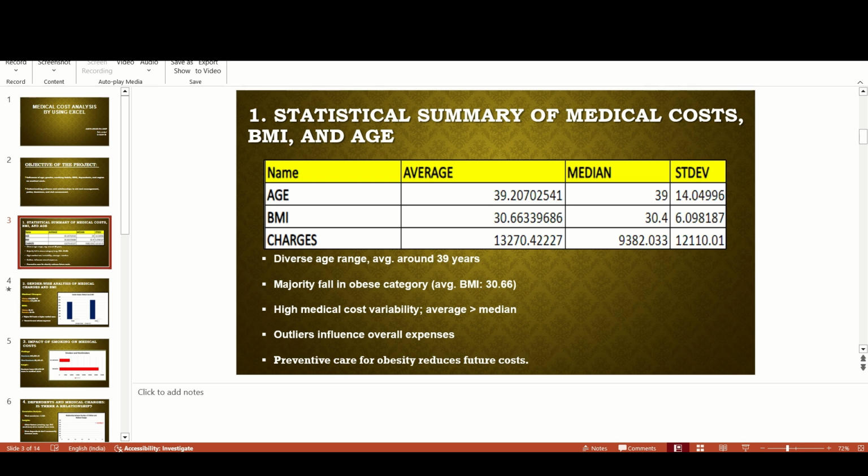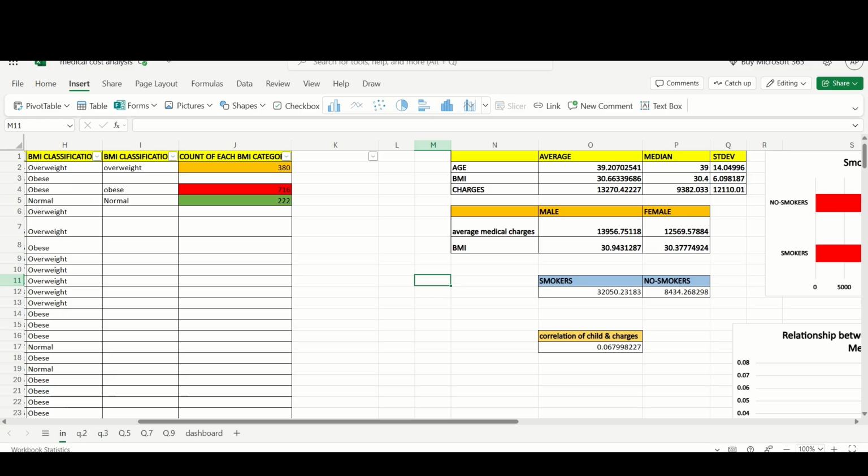So, first, we will open the Excel sheet and then import the data set. I have already done this. Now, starting with question 1. This question is about calculating three key statistical measures, that is average, median, and standard deviation for age, BMI, and medical charges. For this I have used these three functions: average, median, and standard deviation.